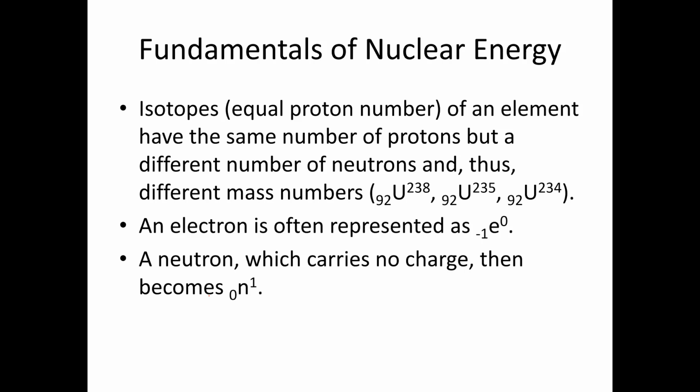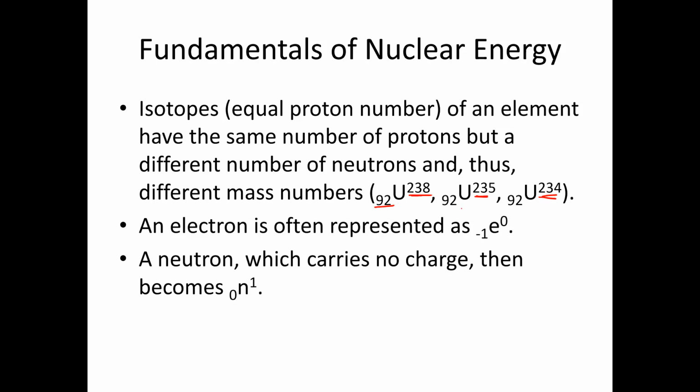Isotopes are basically equal in proton number, but the isotopes have different numbers of neutrons. Let's look at uranium. Uranium has the same number of protons, but the total number of protons plus neutrons is different. So these are called uranium isotopes, since up here you can see that the mass number is different. We have uranium-238, uranium-235, and uranium-234.